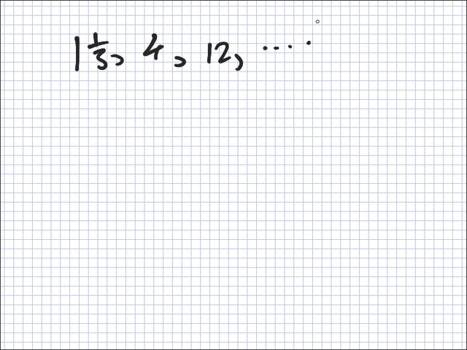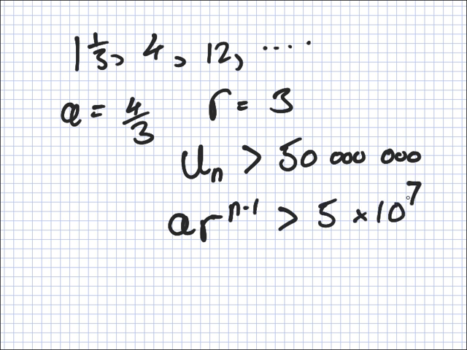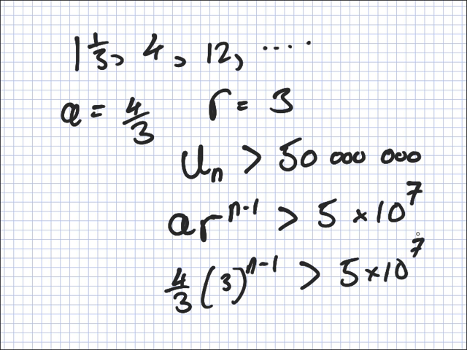What is the a here? 1 1/3, and the r is 3. Which term is the first term to exceed 50 million? So you want to know when u_n will be bigger than 50 million. The formula you remember is a times r to the n minus 1 is bigger than 5 times 10 to the 7. The a is 4 over 3, the r is 3.